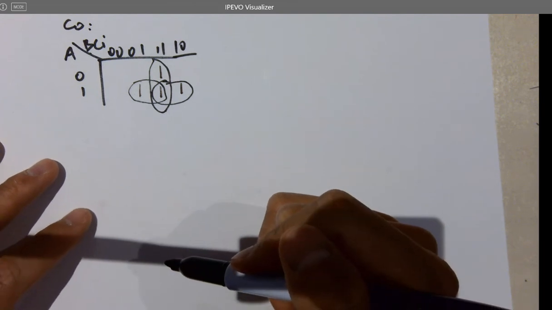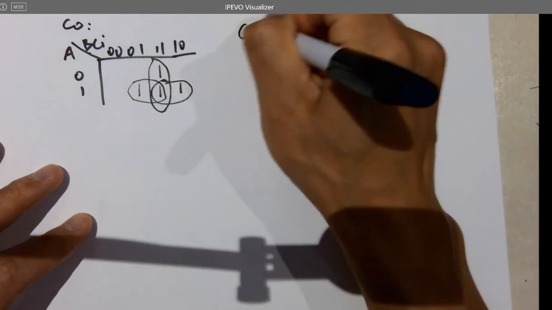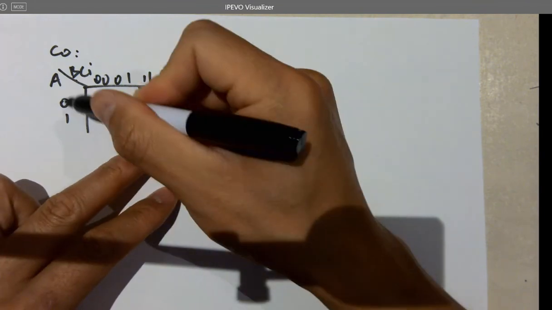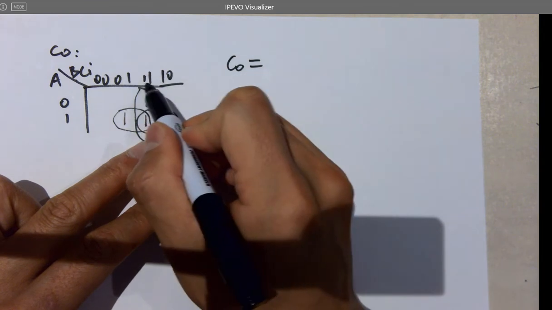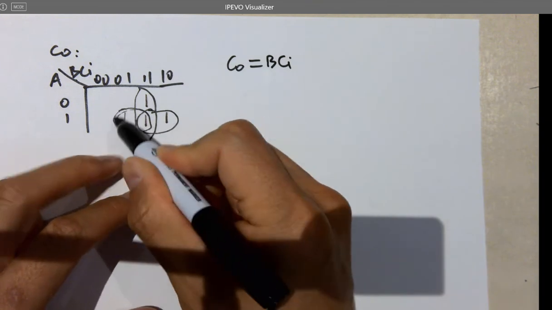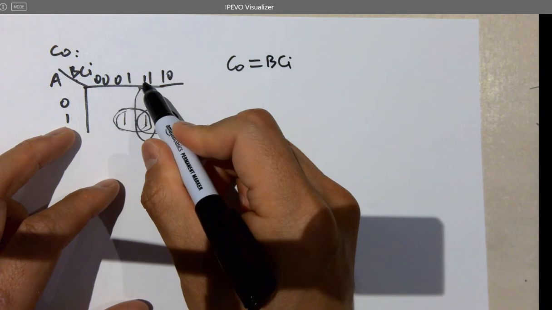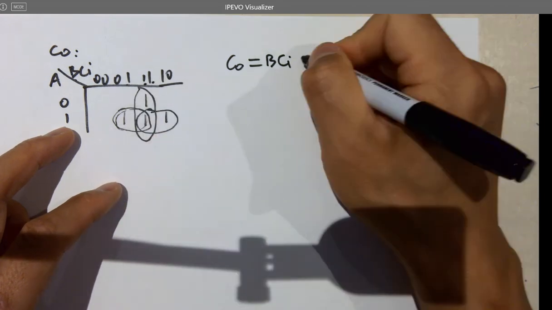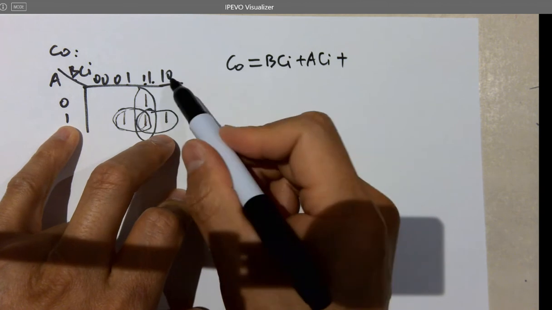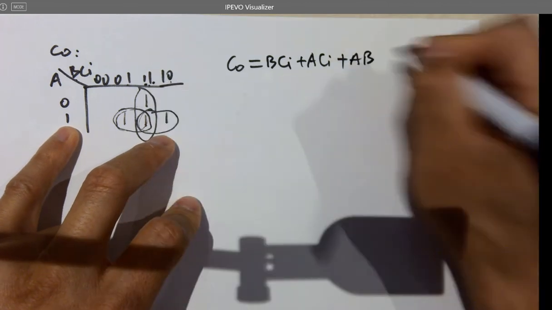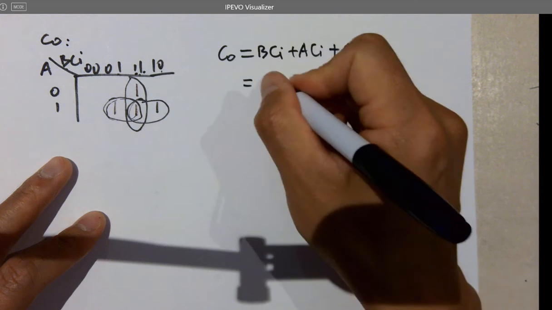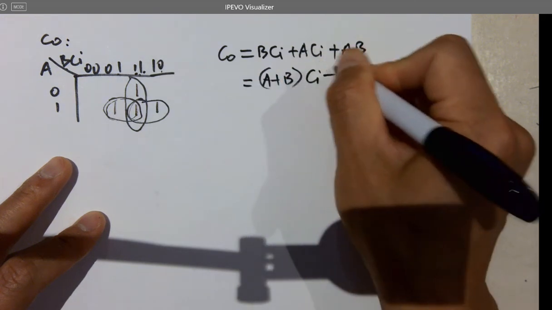So CO equals to, let's look at the first one. So A is toggled, so it's canceled. Only leave BCi here. And for these two, you have A and B is toggled, so it's ACi. And these two, you got A, Ci is toggled, so it's AB. So this is actually A B, or A Ci, or B Ci.